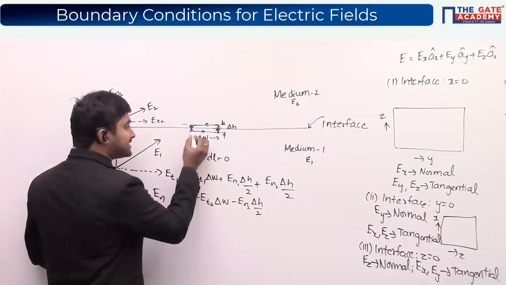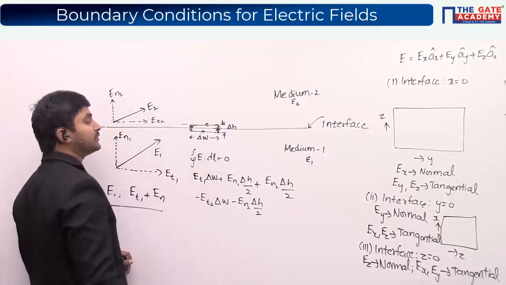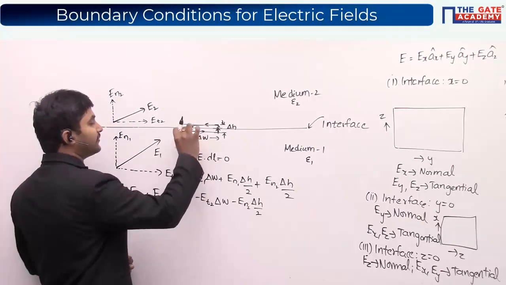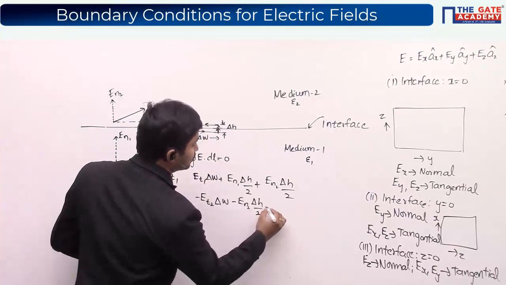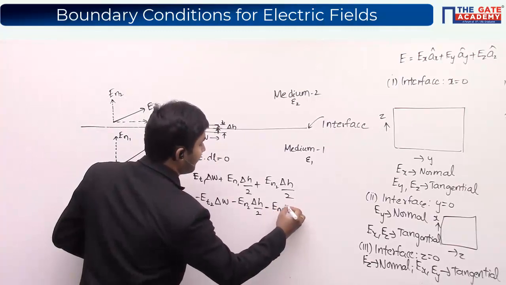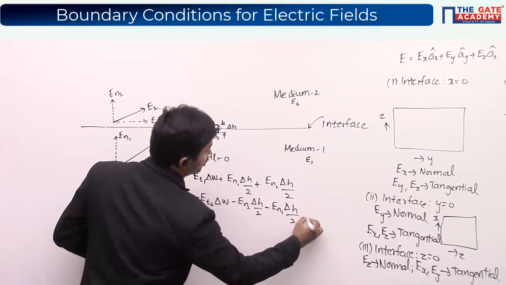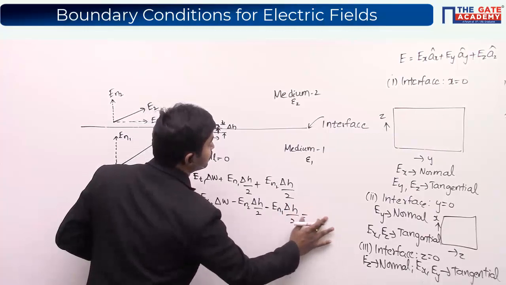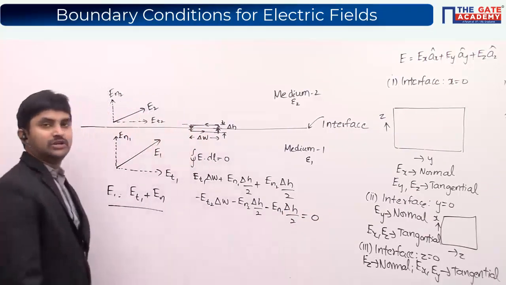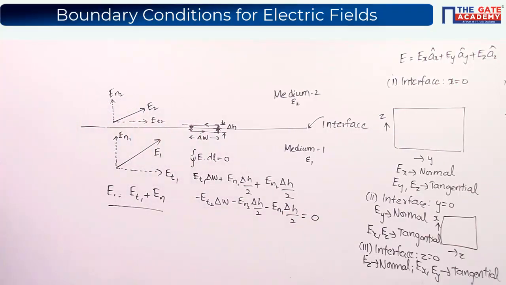And the last part is that here it is once again moving downwards in the next half of the medium. So I could say it is minus En1 multiplied by del H by 2. The total value is going to be equal to 0.